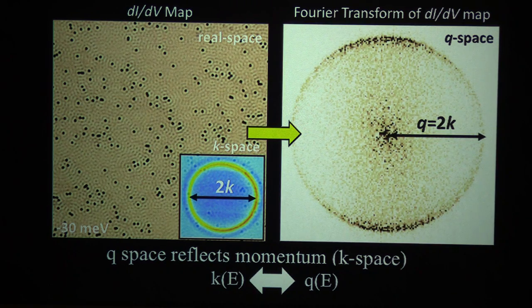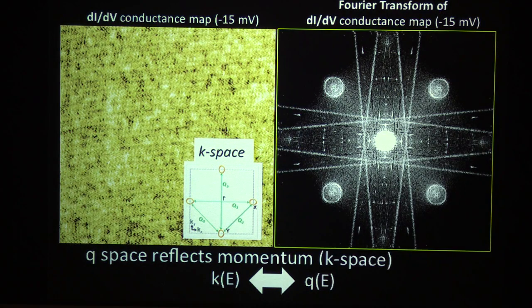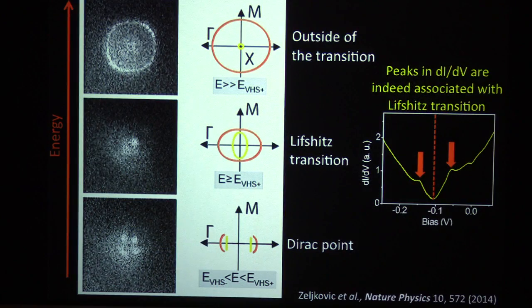Now, the other thing I want to tell you about the Fourier transform is that what you see in Q space, the Fourier transform space, reflects the Fermi surface contours, the topology of the Fermi surface in momentum space. So here the Fermi surface topology is a circle, so you get circles. Here, for example, in this topological crystalline insulator, the Fermi surface looks like this. You have four electron pockets at the x and y points, and the Fourier transform of the dI/dV map reflects that. Okay? So, in fact, it's a very powerful technique to look at Fermi surface topology.